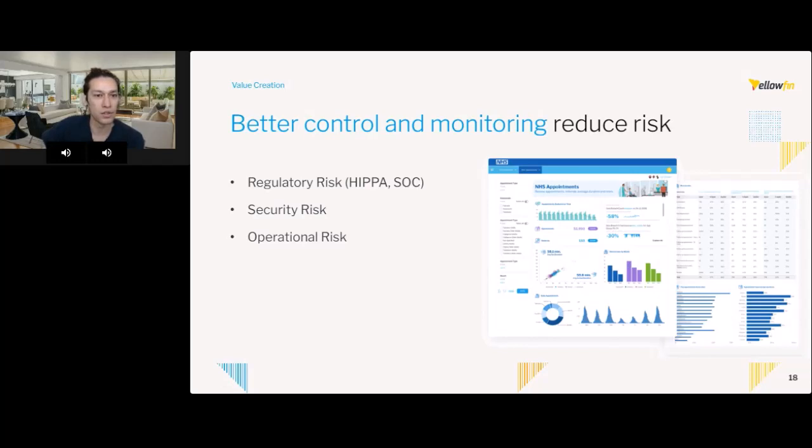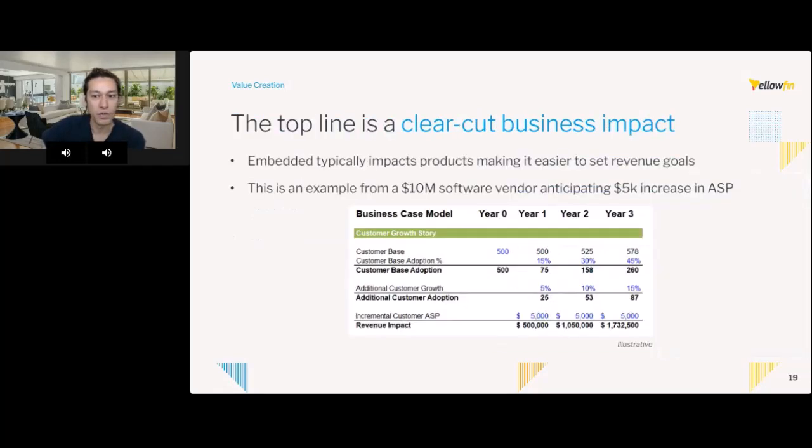So in addition to reducing risk, one of the main value drivers we hear all the time is using embedded analytics to impact the top or bottom line of the business. So in this example here, this closely resembles a real case study not too long ago, but we changed the numbers a little bit, but it's directionally in line with the actual customer.